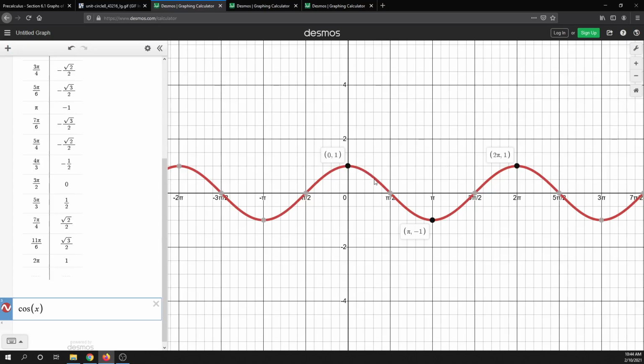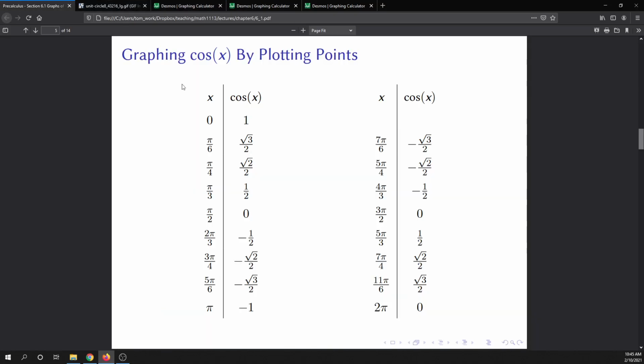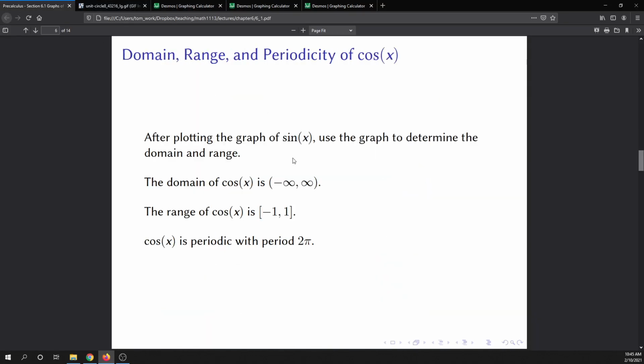So again, the cosine function has a period of 2 pi. It repeats, it looks the same every 2 pi units. So it's periodic with period 2 pi. The domain of the cosine function is the same as for the sine. It's exactly the same. You can plug in any number you like into cosine and get a legitimate output from that function. And those outputs, the range, is going to be from -1 to 1. So those outputs have to be greater than or equal to -1 and less than or equal to 1.